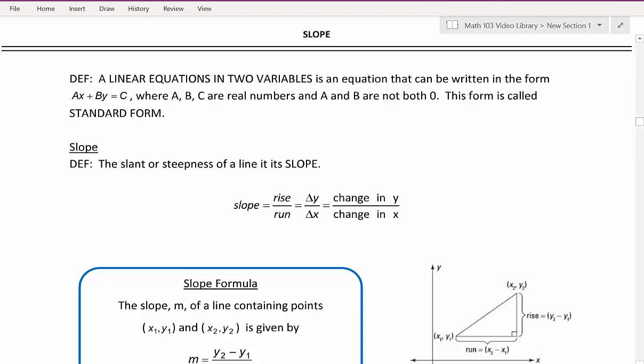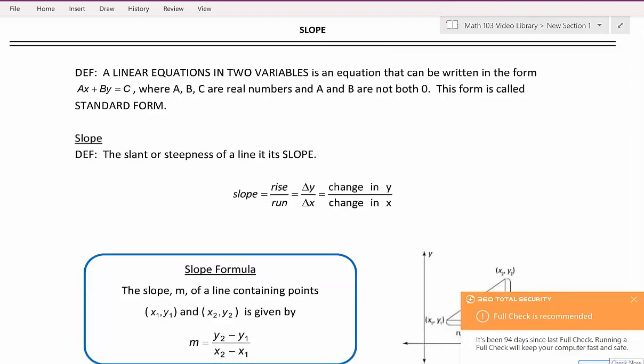Slope is the change in y divided by the change in x. Sometimes we call this the rise over the run. The rise being the change in the vertical component, the y, and run being the change in the horizontal component, the x.